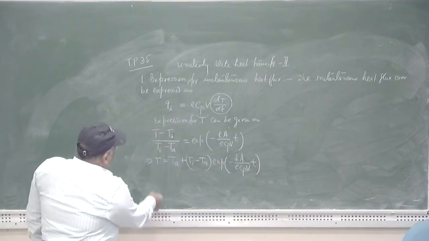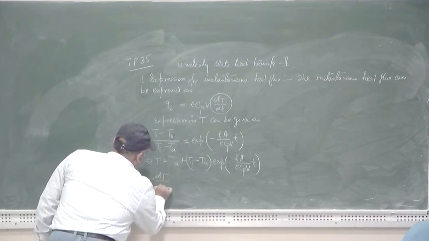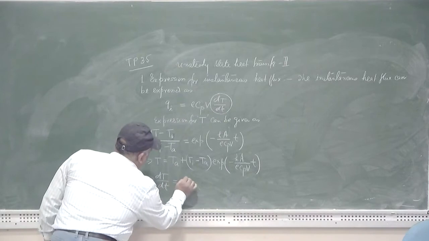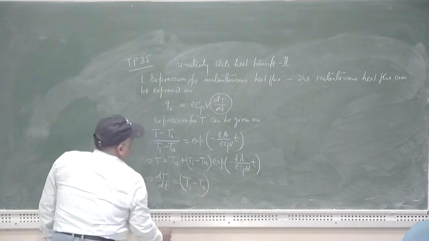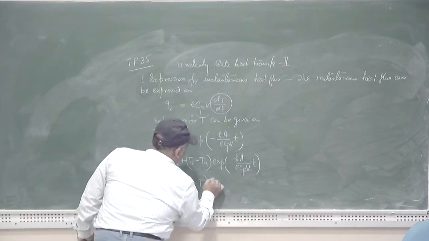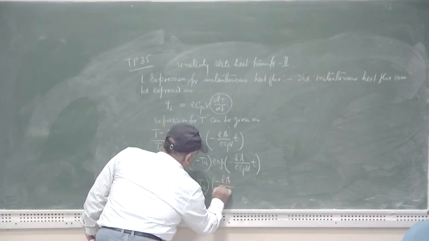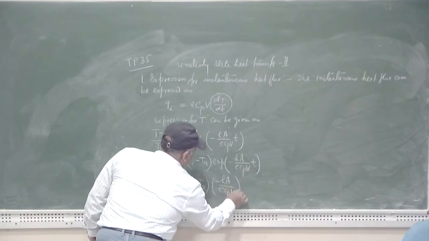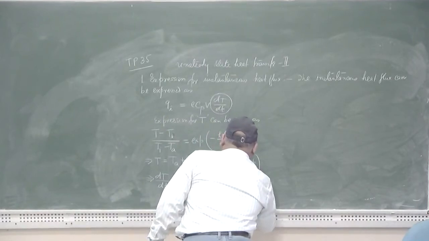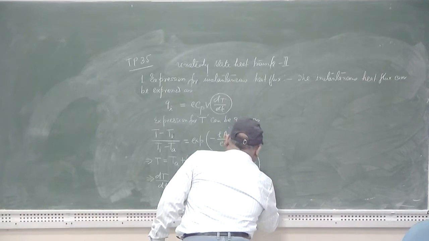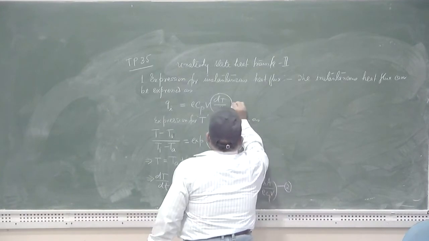If you take the differential coefficient of this, you will arrive at dT by dt. Ti minus Ta is a constant quantity, so this will be Ti minus Ta times the differential coefficient of the exponent, that is minus hA divided by rho Cp V, times the exponential of minus hA divided by rho Cp V into t. Let it be equation number 1.